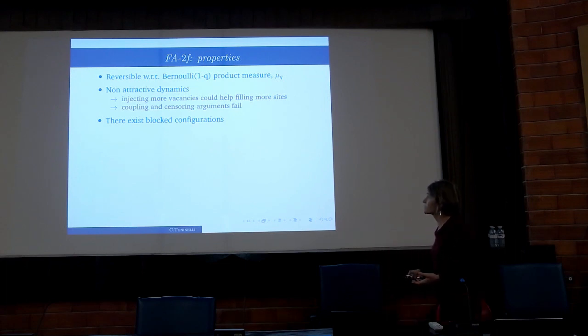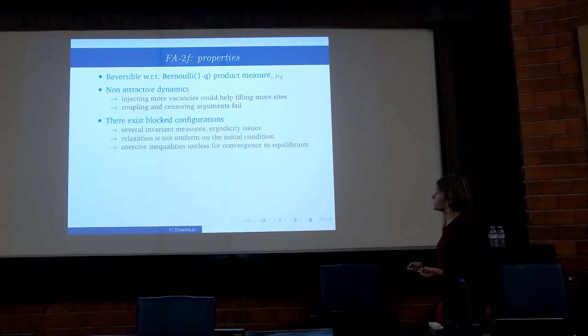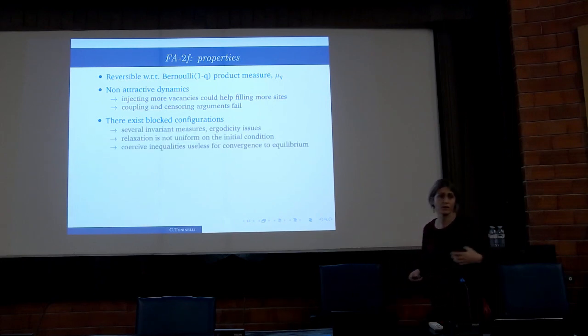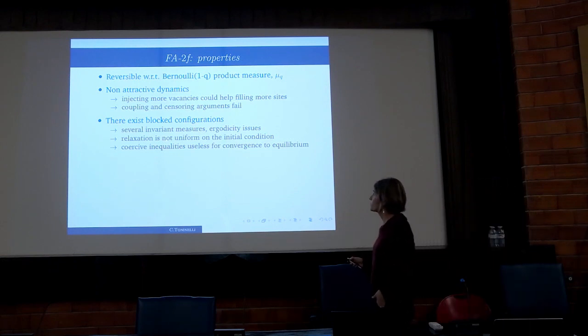So this in turn implies that this is an invariant measure, but it's not unique. There are other invariant measures, in particular invariant measures concentrated on blocked configurations, but more than that. And so for sure the relaxation to equilibrium cannot be uniform on the initial condition.